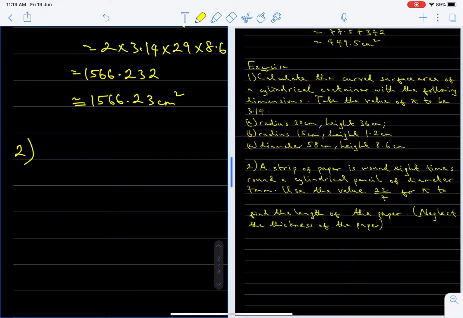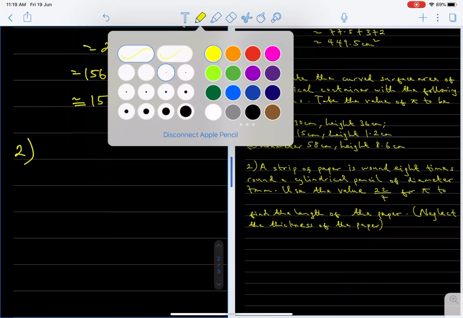In this case, the number of times the paper is wound round the cylindrical pencil multiplied by the circumference of the circular body of that cylindrical pencil gives the length of the paper. And you know that the circular body of a cylinder has a circumference of 2 pi r or pi d. The body of a pencil is a circle, so its circumference is 2 pi r, or if you like, pi d. So pi d multiplied by the number of times the paper is wound round the pencil is what gives the length of the paper.